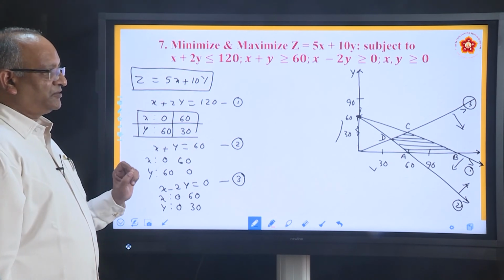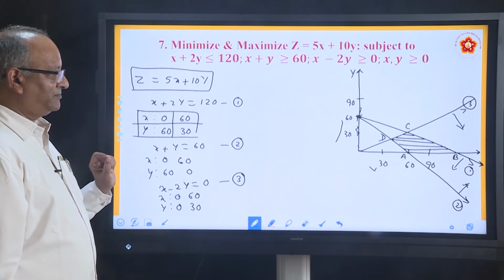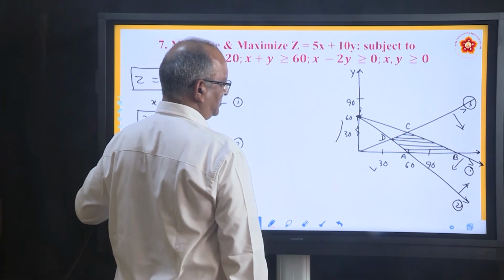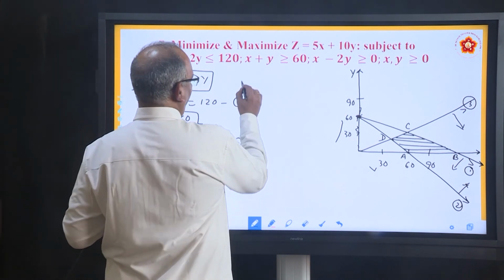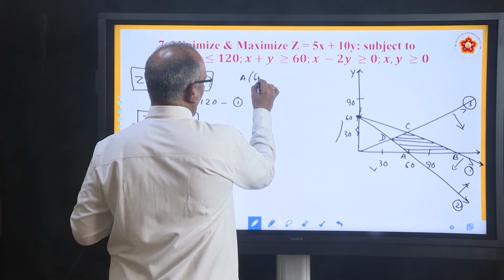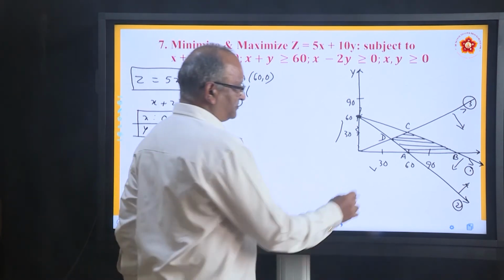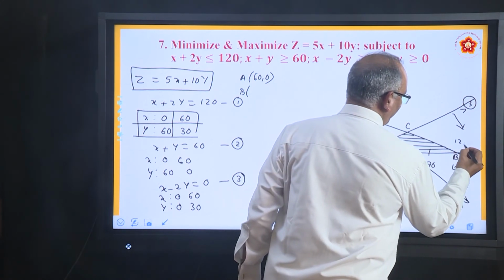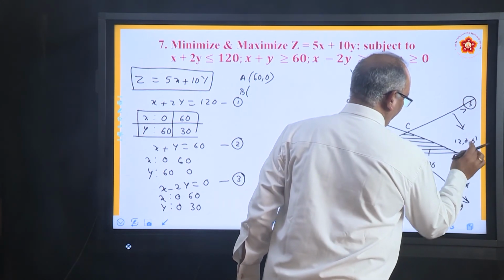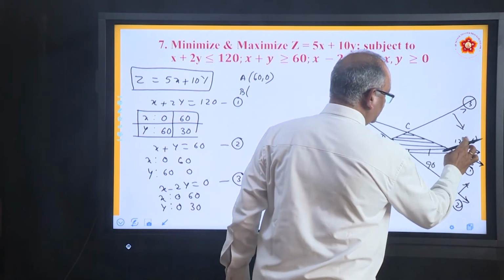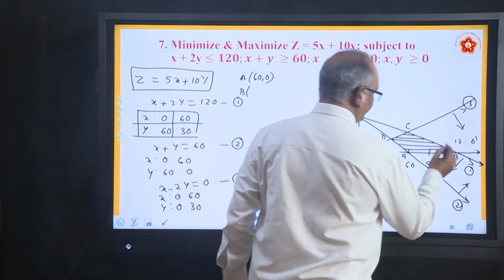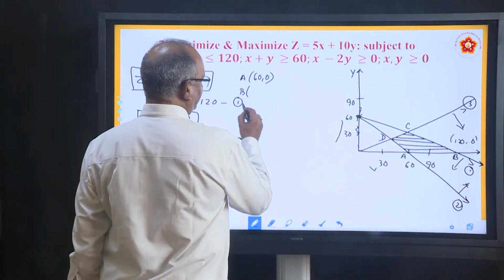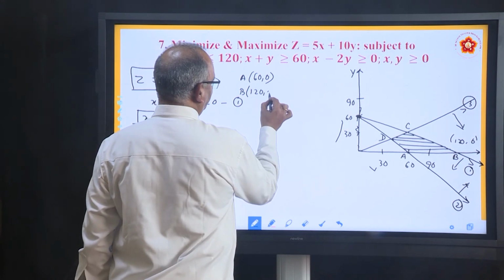Now what is our task? To know the coordinates of each point. Okay. So what are the coordinates of each point? We have to find out. First A. What are the coordinates? 60, 0. What is this point B? If this is 60, this is 90, this is 120. So B is 120, 0.